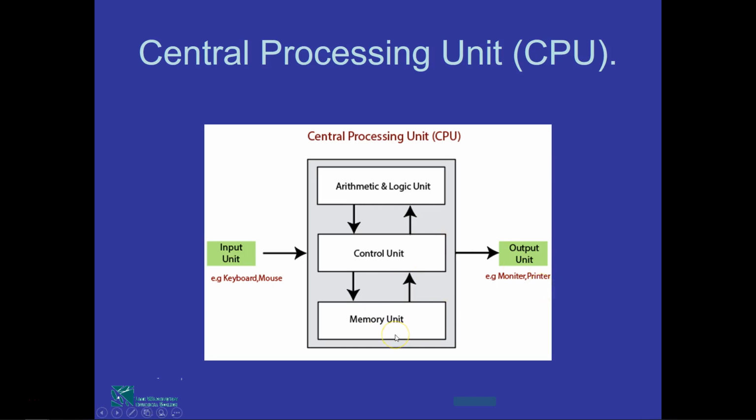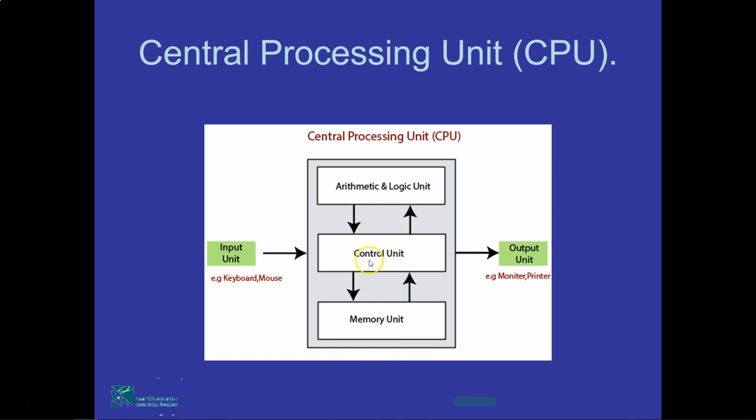Now we have this memory unit. This memory unit can store instructions, data, and results. And this unit supplies information to other units. You can see all these arrows indicate that. It supplies information to other units of the computer whenever it is needed, and it is also known as the internal storage unit, or the main memory, or the primary memory, and there is another name for that, which is random access memory.